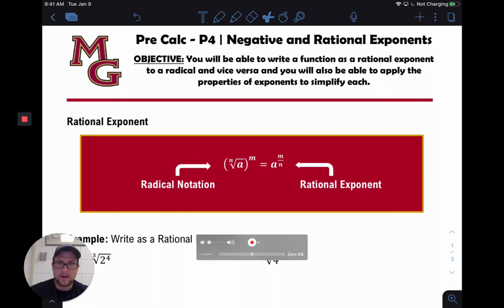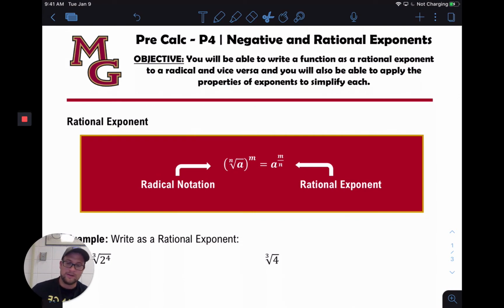Hi everyone, welcome back. Today we're going to be talking about standard P4, which is negative and rational exponents. Our objective today is that you will be able to write a function as a rational exponent to a radical and vice versa. And you will also be able to apply the properties of exponents to simplify each.